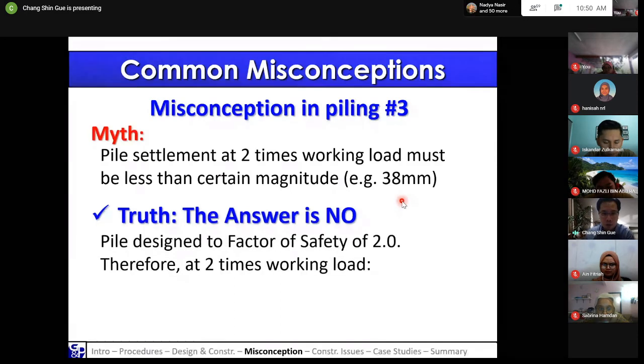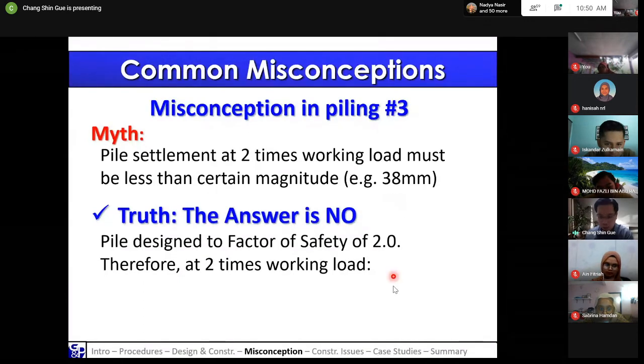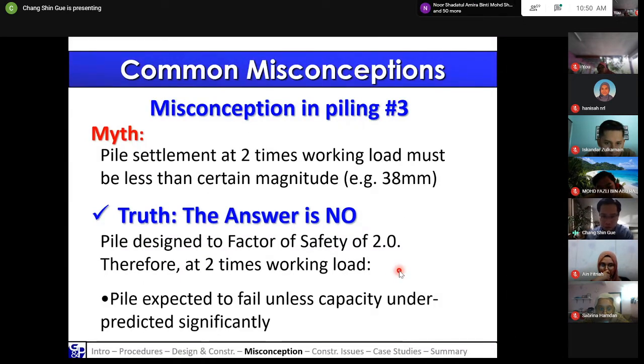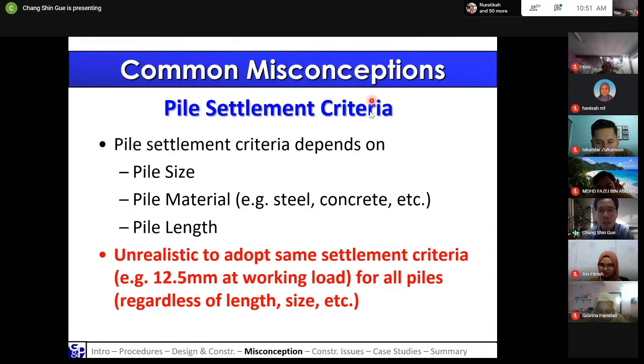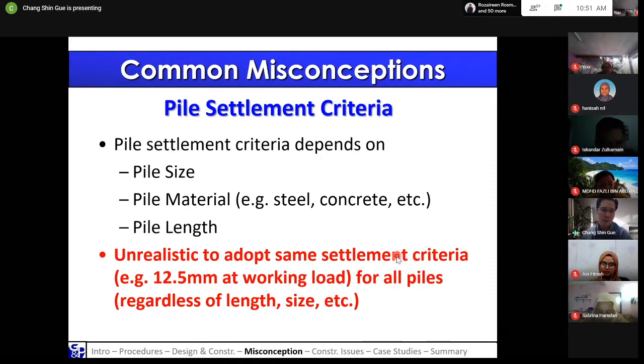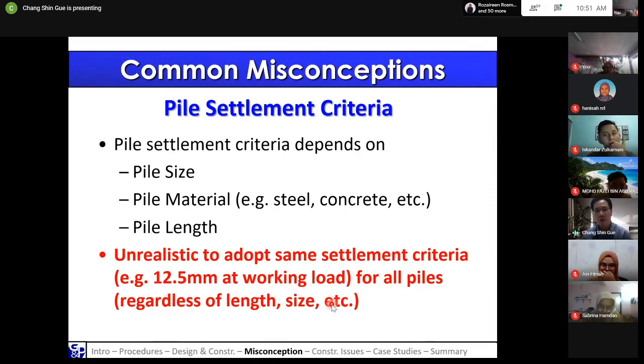If your pile is designed to a factor of safety of 2, therefore at 2 times working load, of course you expect your pile to fail because you designed it to a factor of safety of 2, unless your pile is under-predicted significantly. More important for you to understand is that the pile settlement criteria actually depends on your pile size, the pile material, whether it's a steel pile or concrete pile, and also the length. So it is unrealistic to adopt the same settlement criteria, for example, 12.5 millimeters at working load or 38 millimeters at 2 times working load, for all piles, regardless of length and size. It depends on the size, what kind of material, and your pile length.